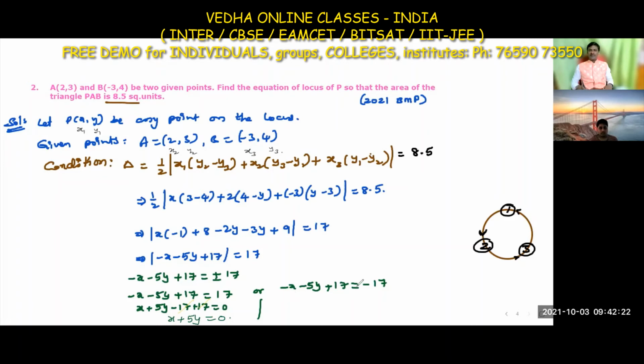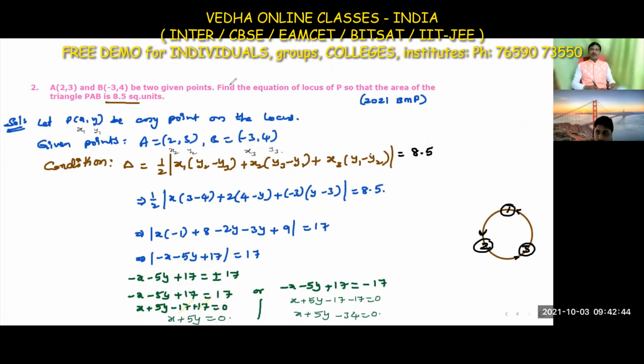Now in this, taking all the terms to the right side, it becomes plus x and plus 5y, and minus 17. Already we have minus 17 on the right side, equal to 0. So x plus 5y minus 17 minus 17, minus 34, equal to 0.